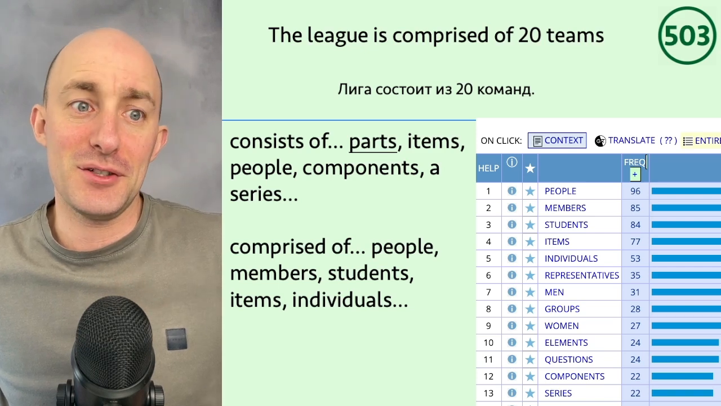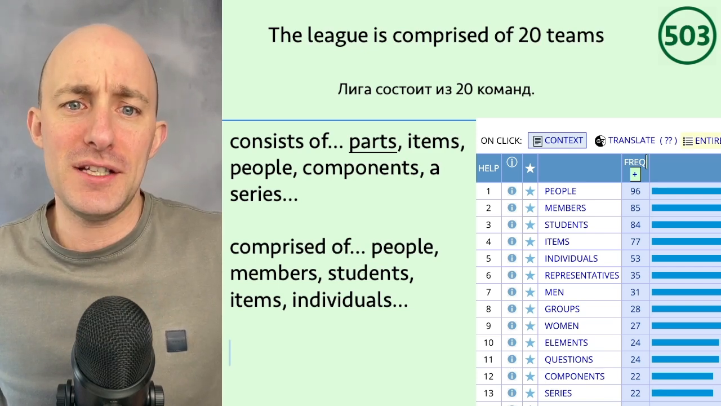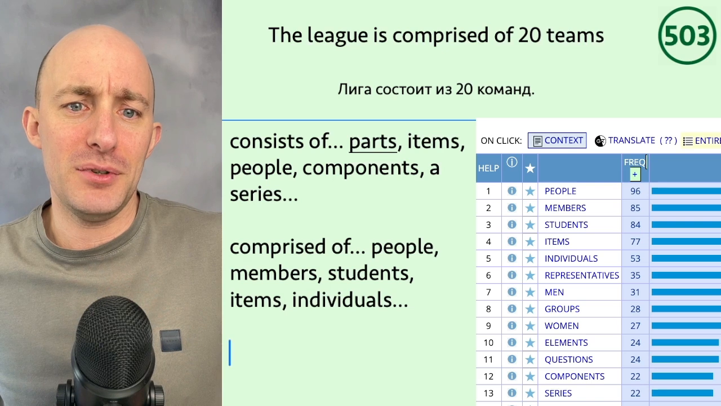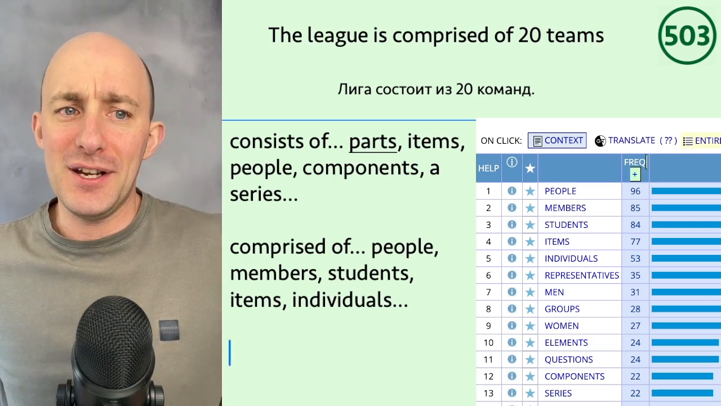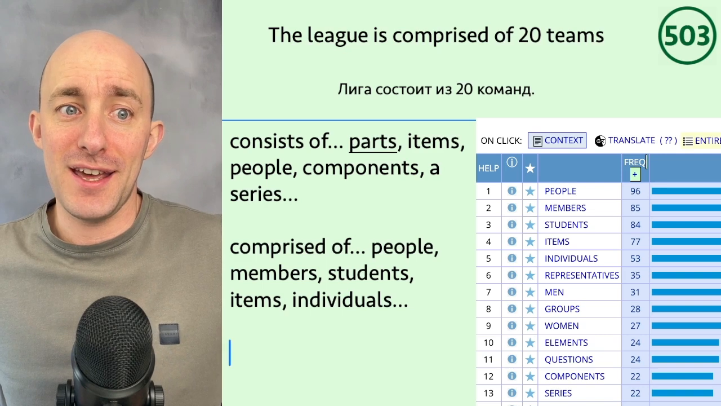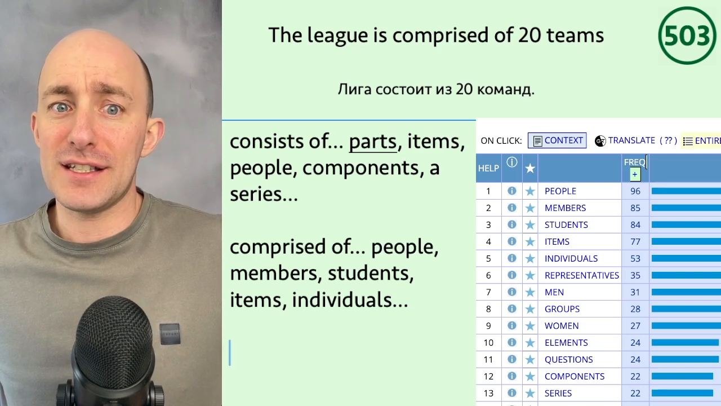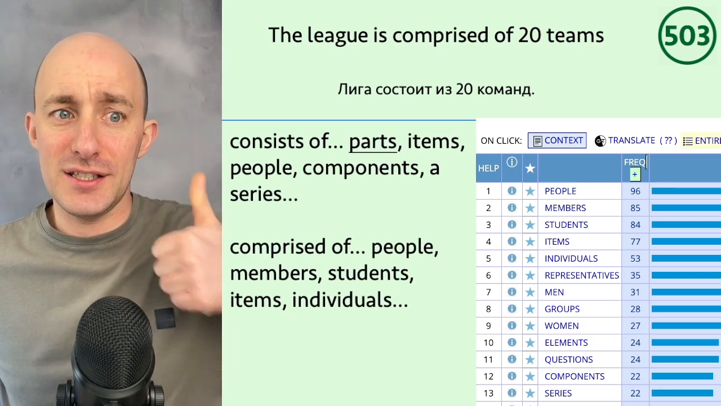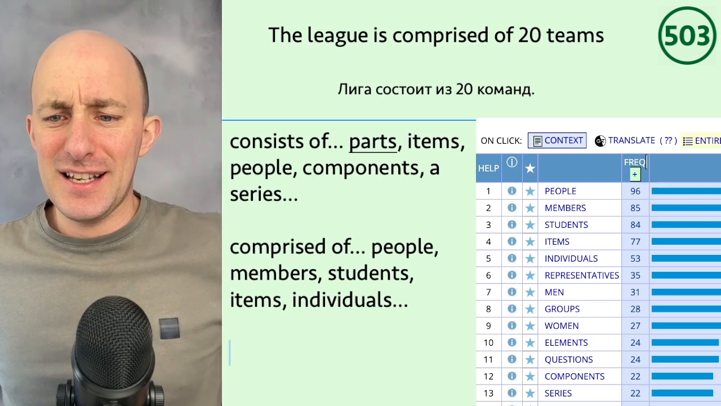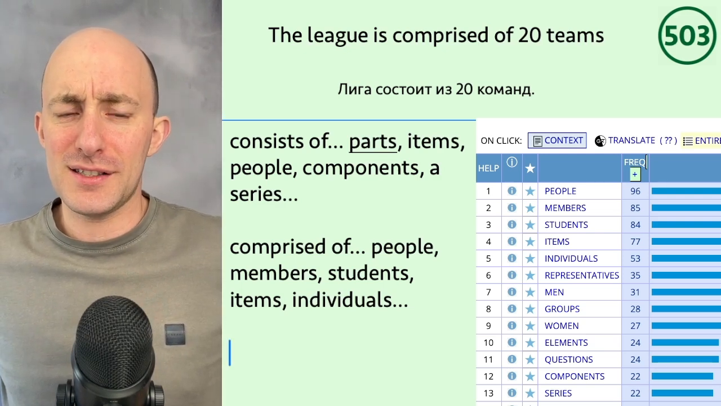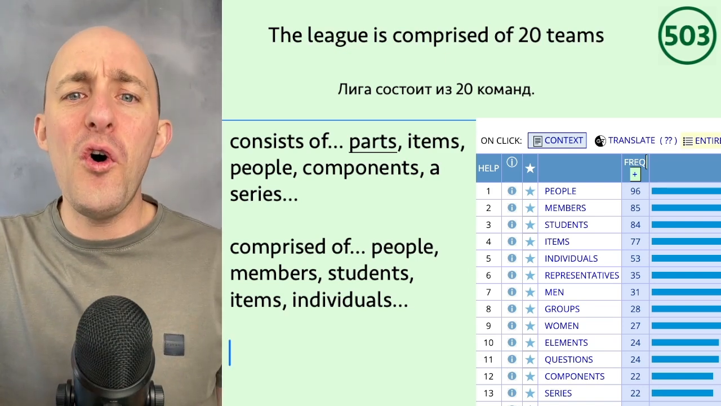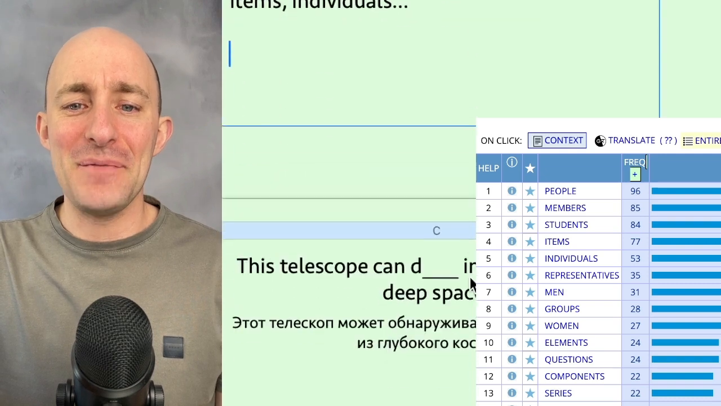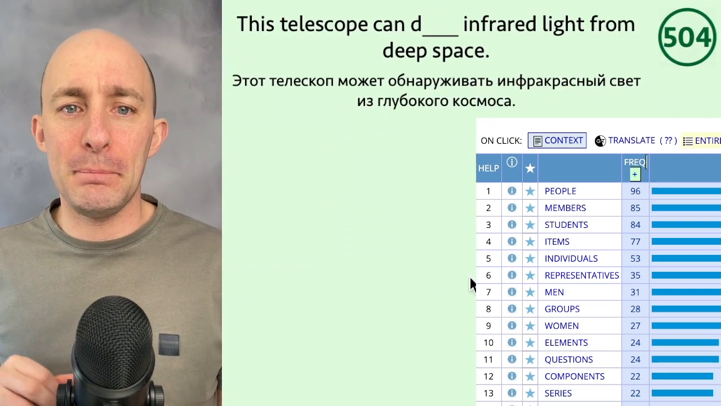So if you're talking about a group of people, you can say our committee consists of 15 people, or our committee is comprised of 15 people, and it really doesn't matter. But if you want to say how many parts there are, this lesson consists of 5 parts. Good. This lesson is comprised of 5 parts. That sounds a bit weird. But that's apparently the only big difference. They're almost the same. Okay, let's look at the next one.